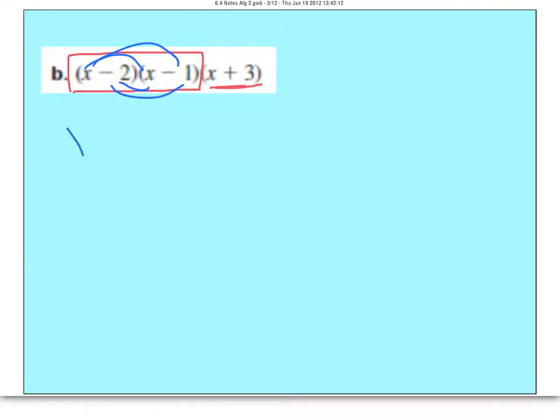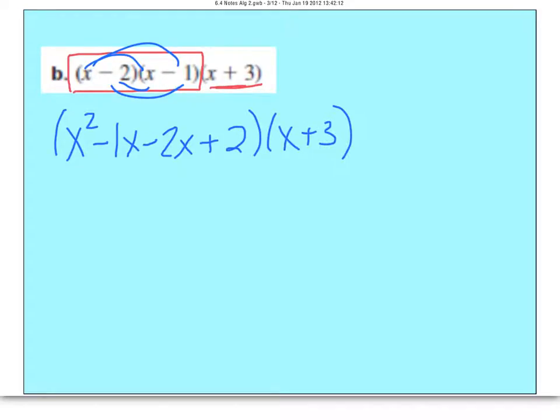X times x is x squared. X and negative 1, negative 1x. Negative 2 and x, negative 2x. Negative 2 times negative 1 is plus 2. And again, I'm not going to forget x plus 3 is there. I'm going to simplify what I can on this, and I can bring those 2 like terms together. X squared minus 3x plus 2, and then times it by x plus 3.